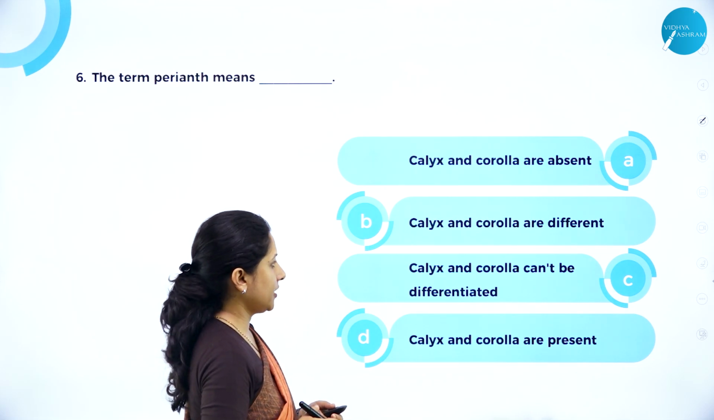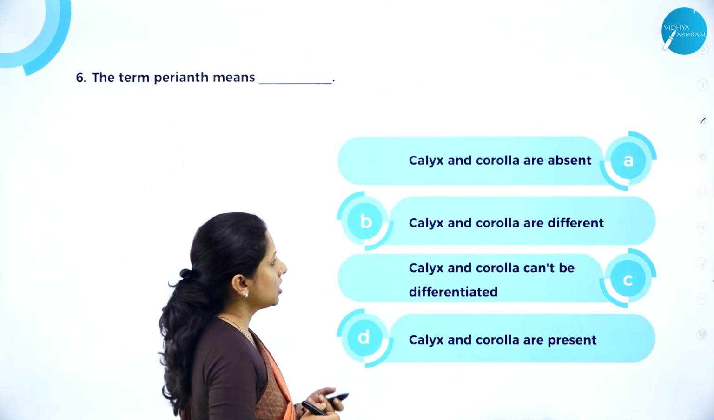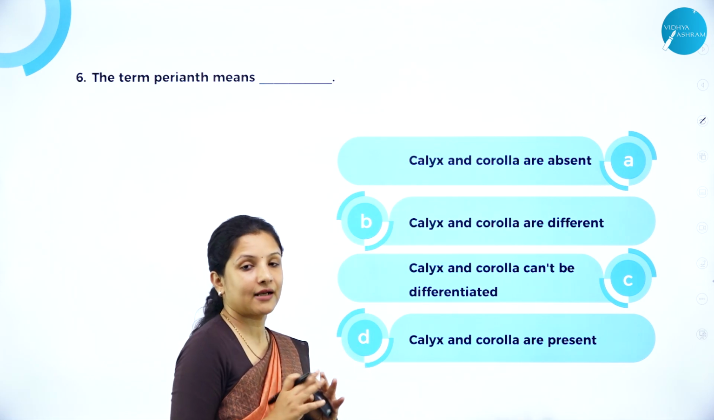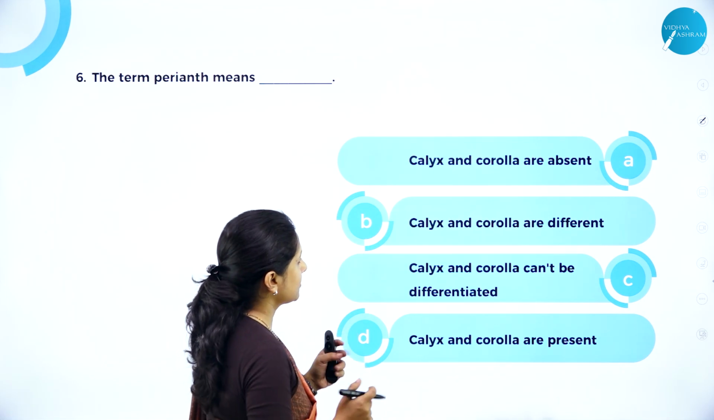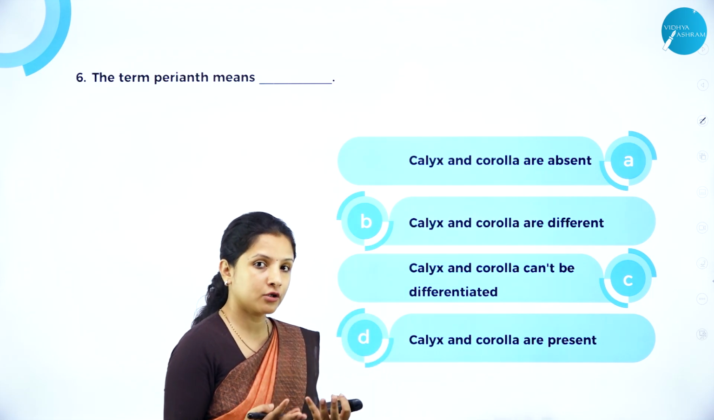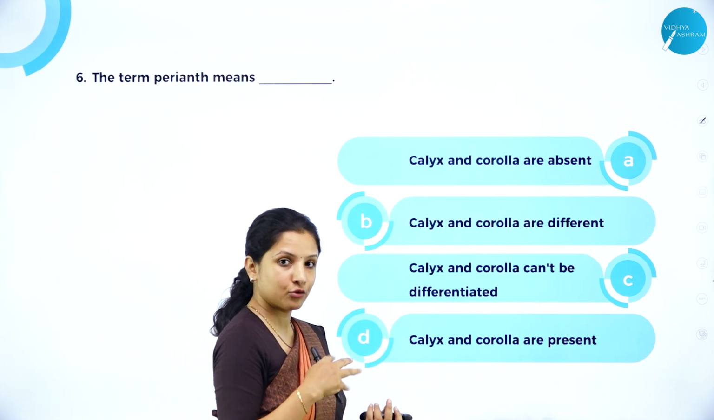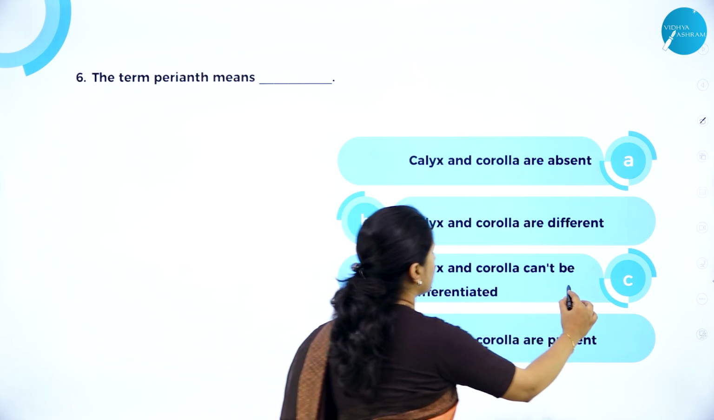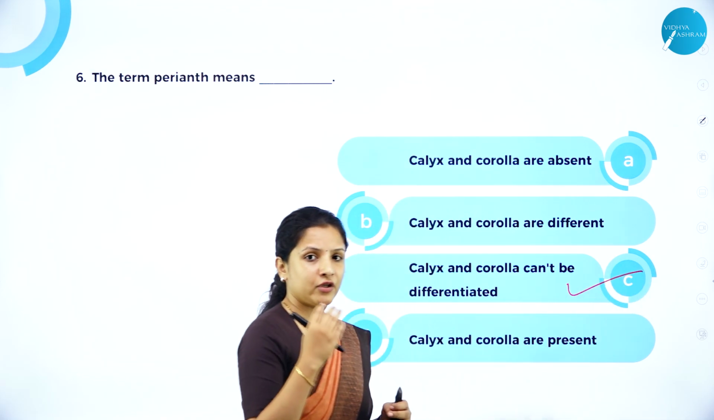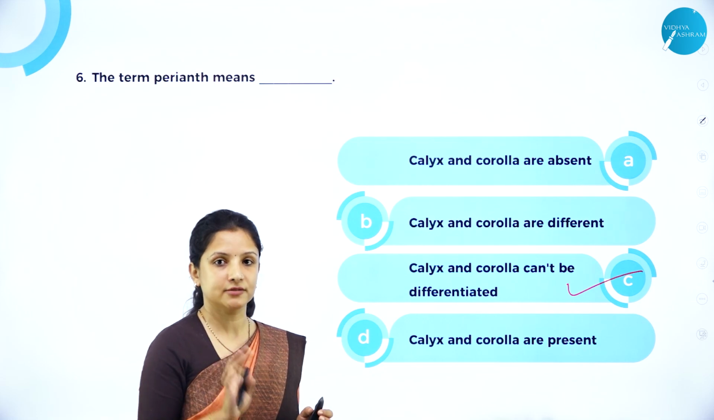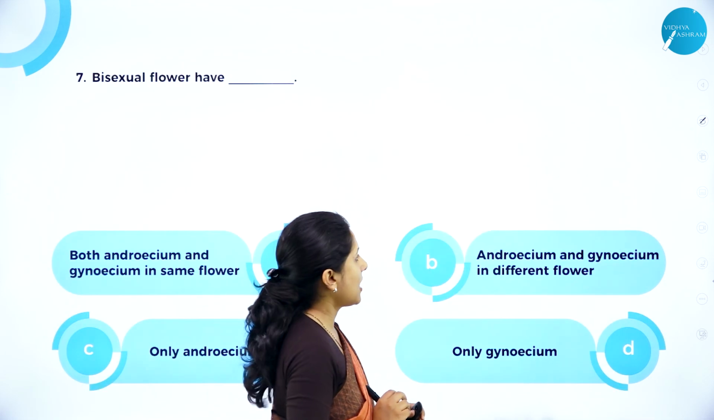The term perianth means: calyx and corolla are absent; calyx and corolla are different; calyx and corolla can't be differentiated; calyx and corolla are present. Calyx and corolla will be present, but that can't be the answer. Calyx and corolla are absent, that is not the answer. Calyx and corolla are different, in what ways? So that also can't be the answer, though it is right. The exact right answer here is calyx and corolla can't be differentiated. When you can't exactly tell which is a calyx and which is a corolla, then only in the flower you call it a perianth. So option C is the right answer here.